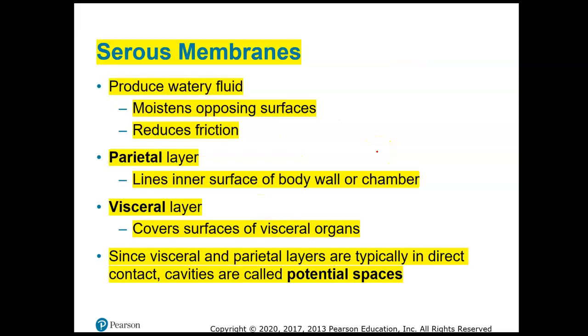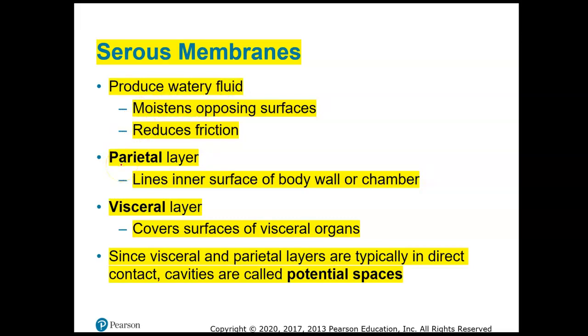But the ventral body cavity contains most of our organs, which would be the organs in the chest, the heart and the lungs. That's the thoracic cavity, and then the abdominopelvic cavity contains all the other organs, the abdominal organs. So serous membranes are ones that line some of these body cavities. They produce a watery fluid called serous fluid.